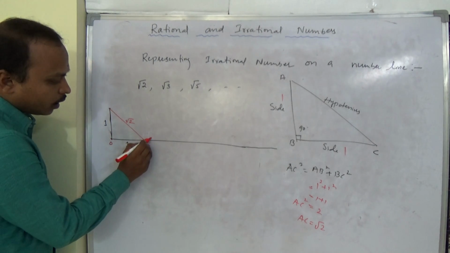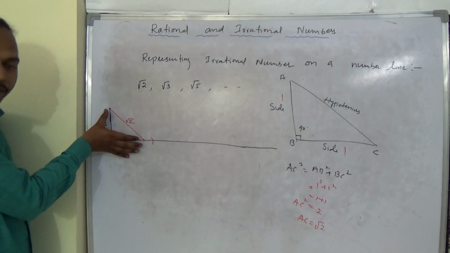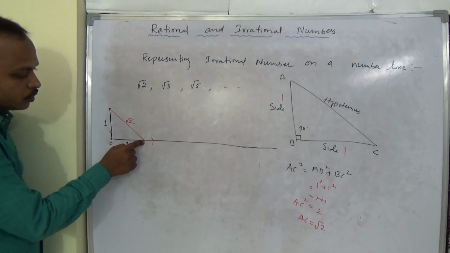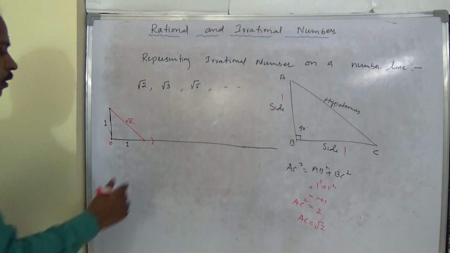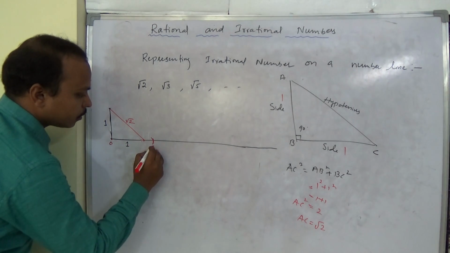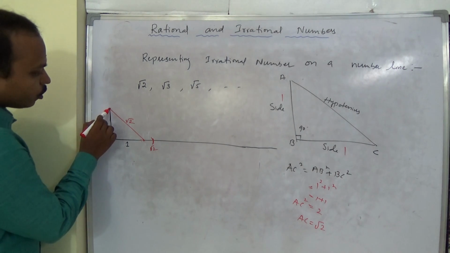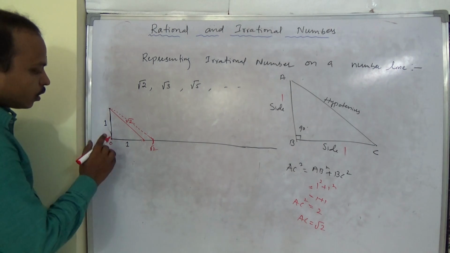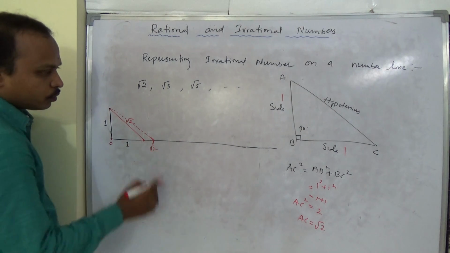From here take an arc. Just measure how much it is. From the same, you need to draw an arc. So the distance from here to here should be equal to the distance from here to here. That means this point is nothing but square root of 2. Just join this. Now this is 0, up to here is 1 and up to here is root 2.